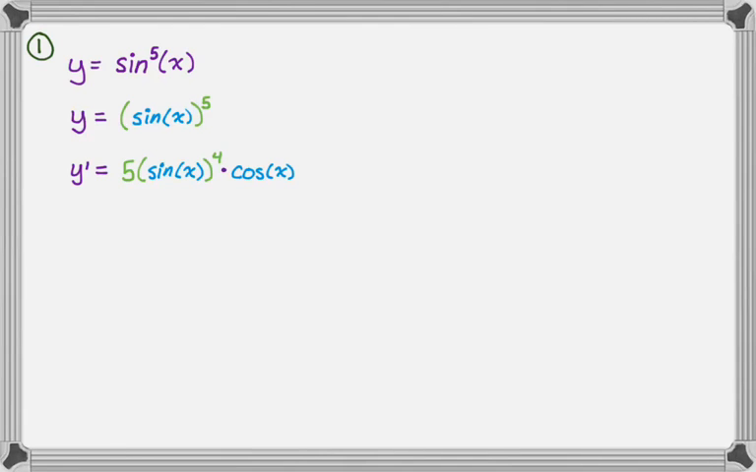All right, and that's as good as it gets. I'm just going to rewrite it using that exponent notation. So 5 sine to the fourth of x cosine of x. Okay, so we don't want to have to rewrite it that way every time, so let's do another one.